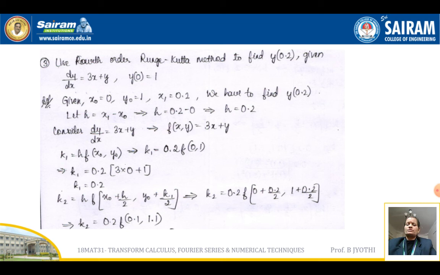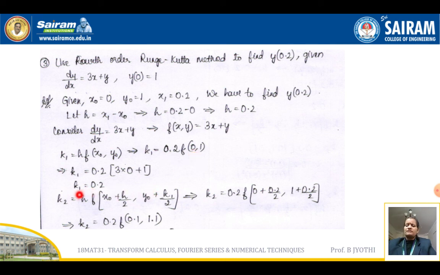Use fourth order Runge-Kutta method to find y(0.2) given dy/dx as 3x + y. So x₀ is 0, y₀ is 1, x₁ is 0.2. That means h value is x₁ - x₀. So h is given by 0.2. So dy/dx is 3x + y, that is nothing but our f(x, y). K1 is h into f(x₀, y₀). So it is 0.2 into f(0, 1).